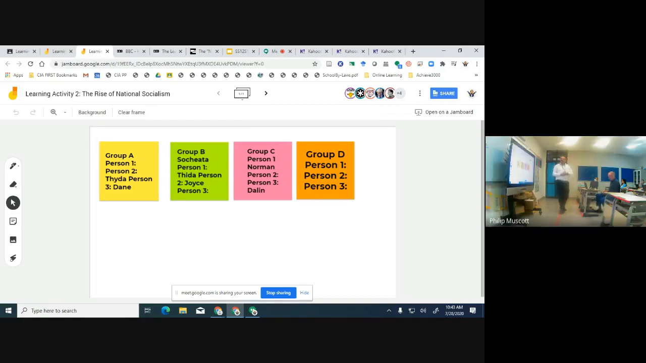Okay, so this is the group that you're going to be working in for the rest of today's lesson. So what I want you to do now is create a hangout with those people, okay? So the first one we got Ria, Tina, and Dave. Just create yourself a Google Hangout chat so you can communicate. Group B, Suchita, Tida, and Joyce. Group C, we have Dalin and Norman. Just say a quick hi.